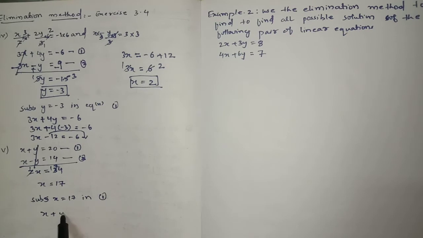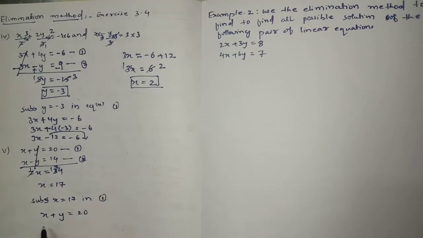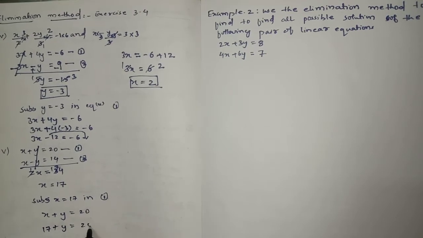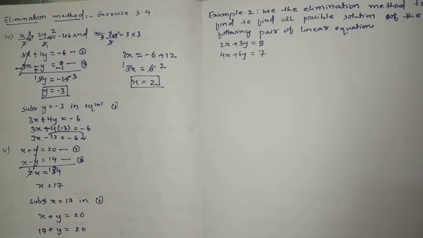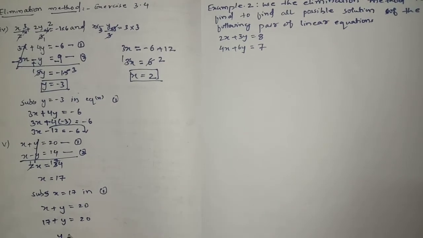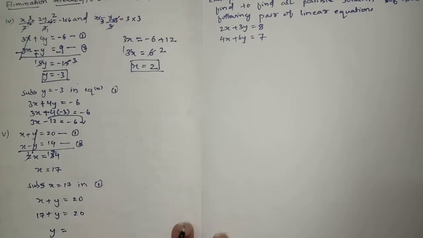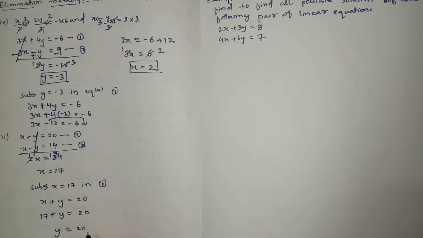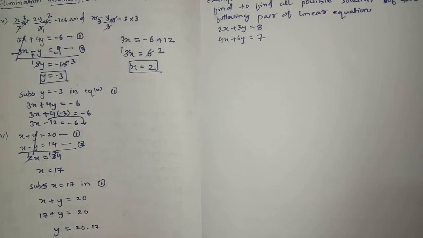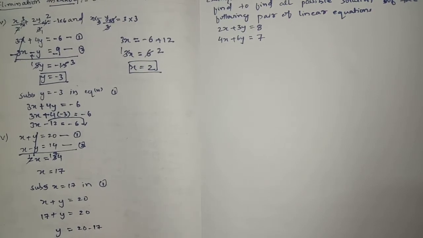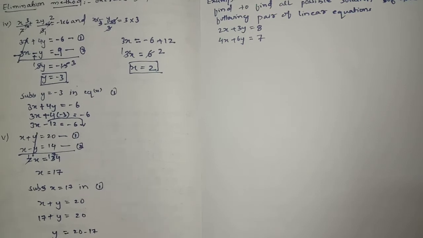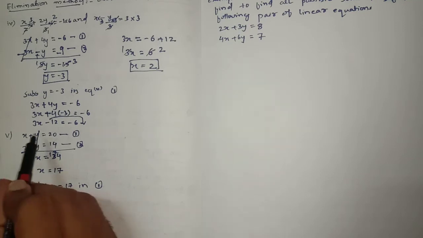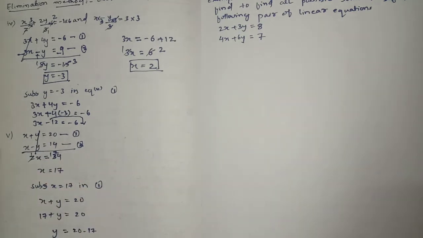X plus y is equal to 20, student. X is how much? 17 plus y is equal to 20. Now y is equal to 20 as it is. Transfer 17 to right hand side. It will be minus 17. Y is equal to 3. This is the solution for these pair of linear equations.